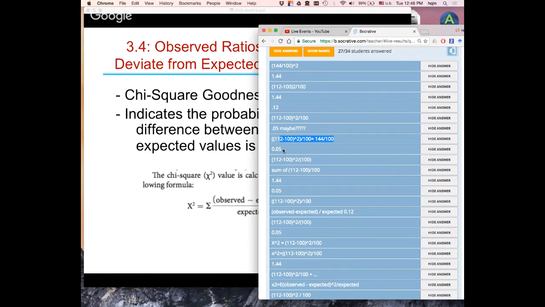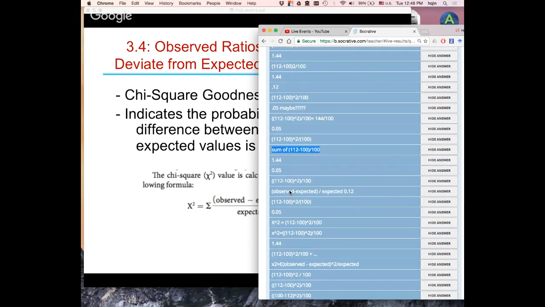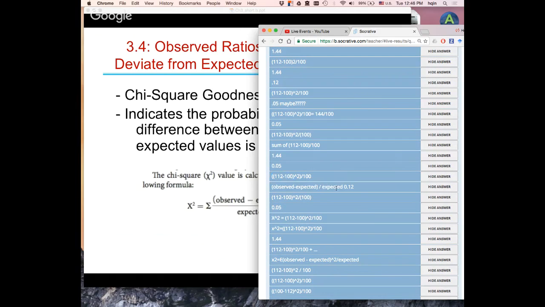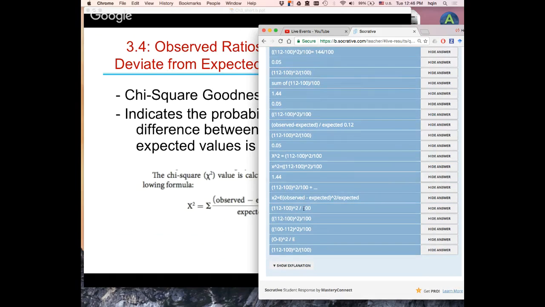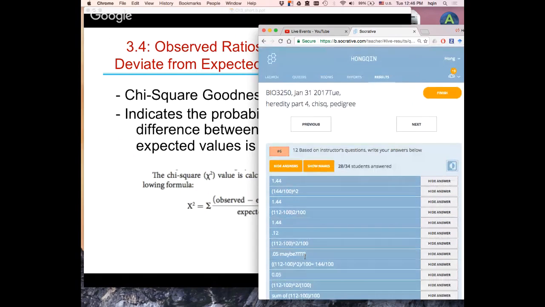That's correct. This is wrong. This is correct. Some of this is actually incorrect. It should be the square of that divided by 100. This is correct, this is wrong. This is correct, this is correct. Okay, good. So basically it's 112 minus 100, squared, divided by 100. The top should be 144, the bottom should be 100, and we got 1.44.